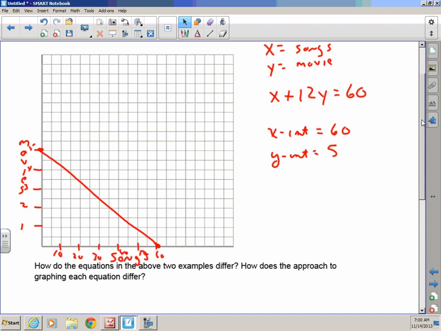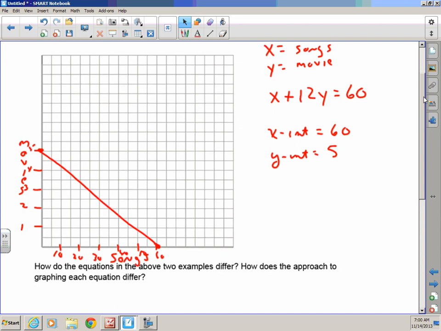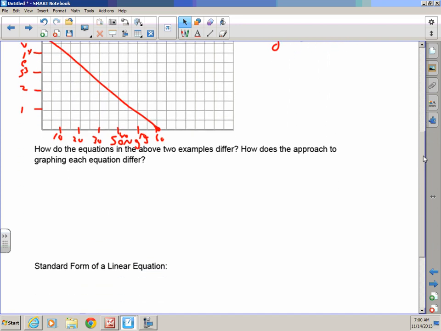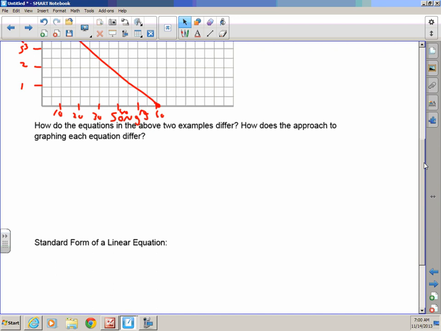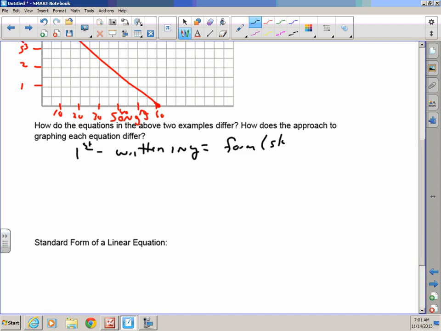Now, how do the equations in the two examples differ? And how does the approach to graphing them differ? Well, the first one was written in y equals form, or what's called slope-intercept form.